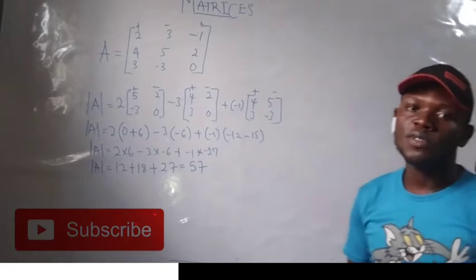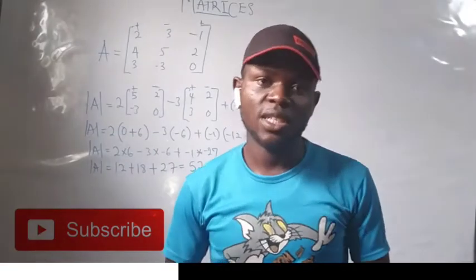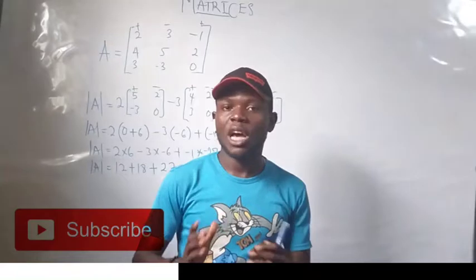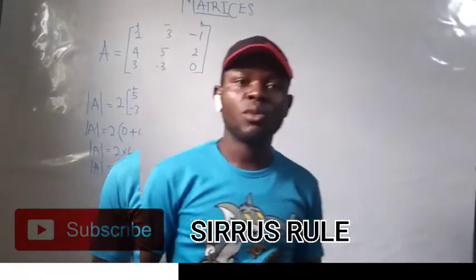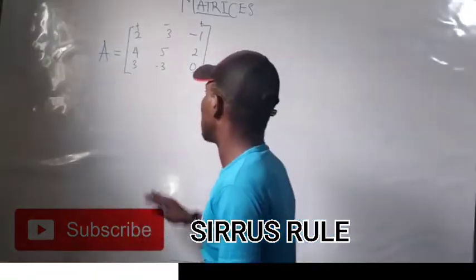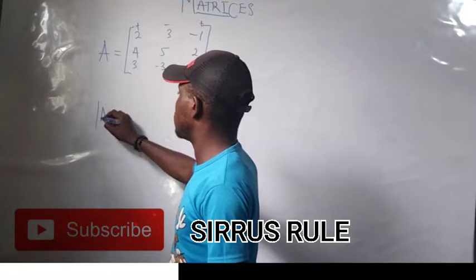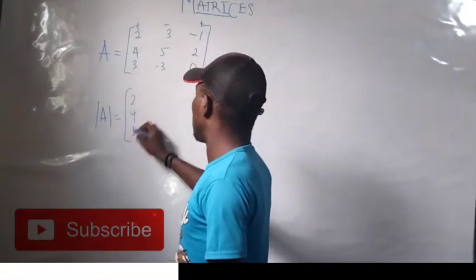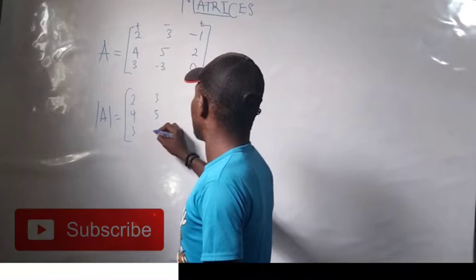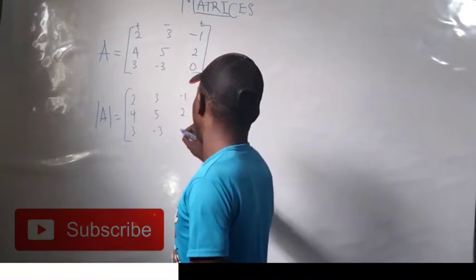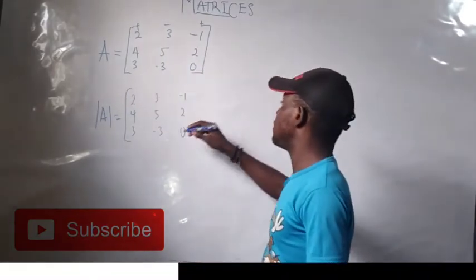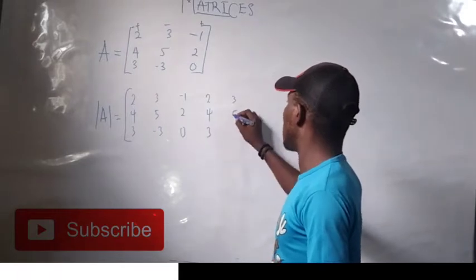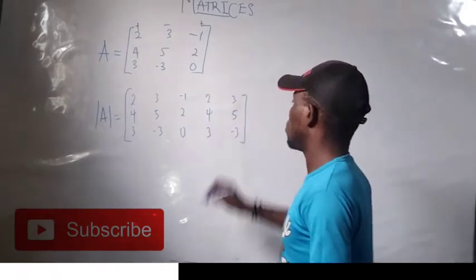But if I were to go the way of Sirrus rule, it's kind of interesting and simpler to assimilate, although this is not really hard as well. But how do we do it when it comes to Sirrus rule? All we need to do is say that the determinant of matrix A is equal to, I write all of this back: 2, 3, minus 1; 4, 5, 2; 3, minus 3, 0. Then I repeat the first 2 columns: 2, 4, 3, and 3, 5, minus 3. Then I close the bracket.